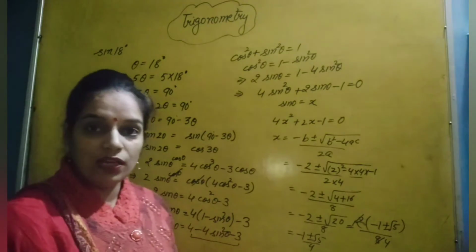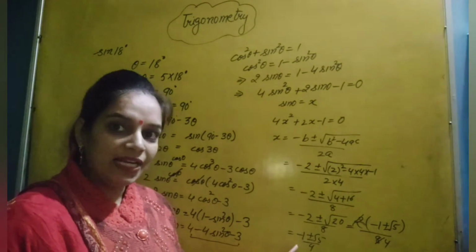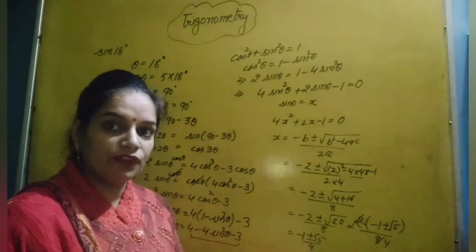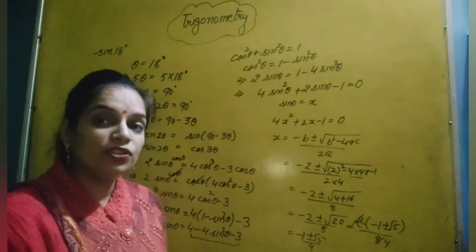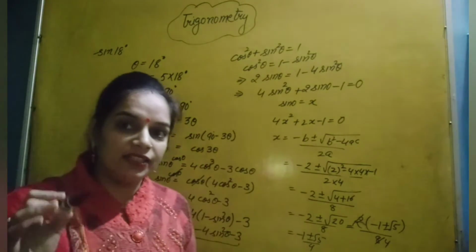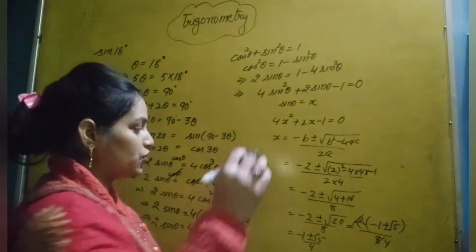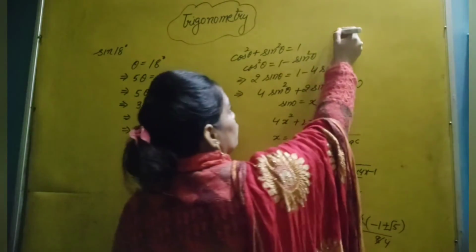Now there are two values. One is (-1 + √5)/4 and the second one is (-1 - √5)/4. I will ignore the negative value because the angle is 18 degrees and that lies in the first quadrant, and in the first quadrant sine is always positive, so we will consider the positive value.